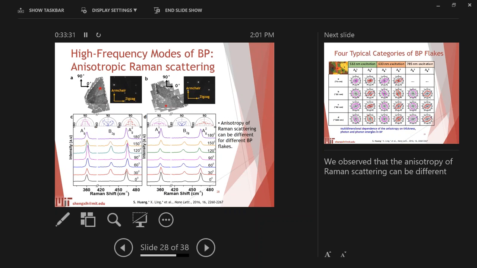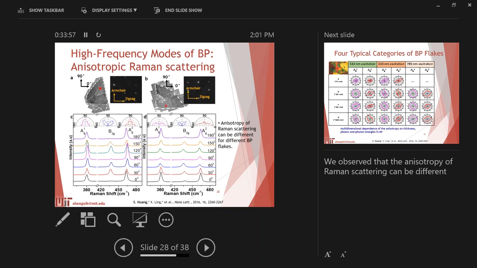And here I show a very direct example of why we should be very careful when we try to use Raman to determine the crystalline orientation. So here I show 2 flakes with which we measure TM diffraction pattern. So we know this horizontal axis is zigzag and vertical axis is armchair for both flakes.